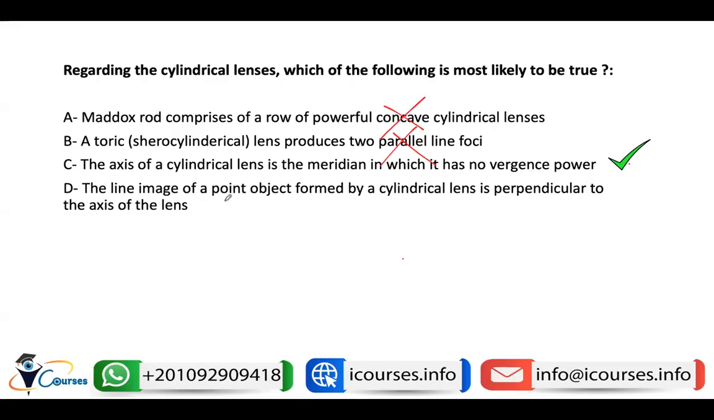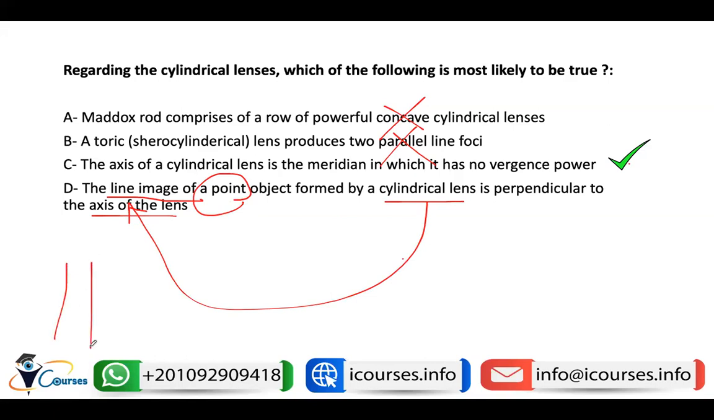And the line image of a point object formed by the cylindrical lens is perpendicular to the axis of the lens. If we have a point object and we are viewing it through a cylindrical lens, this cylindrical lens will make a line image of this point object. This line image will be parallel to the axis of the lens. So don't confuse between the power and the axis. The image is parallel to the axis, and the axis has no power.